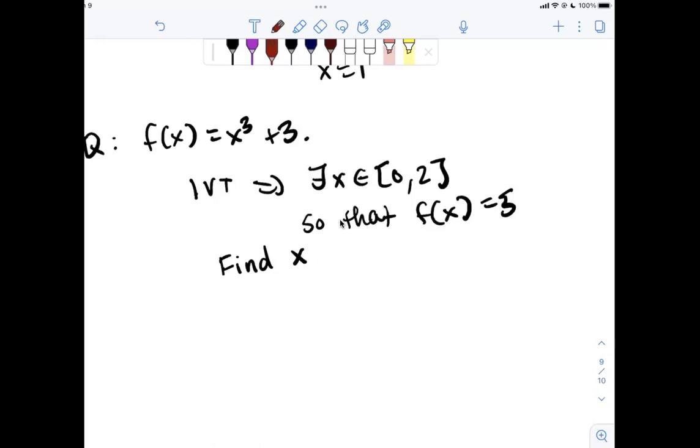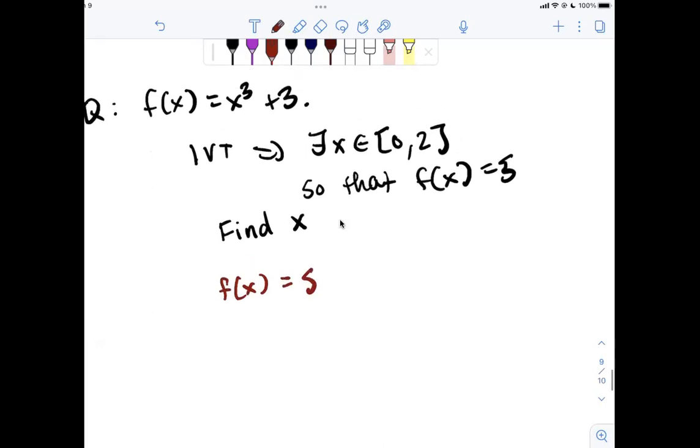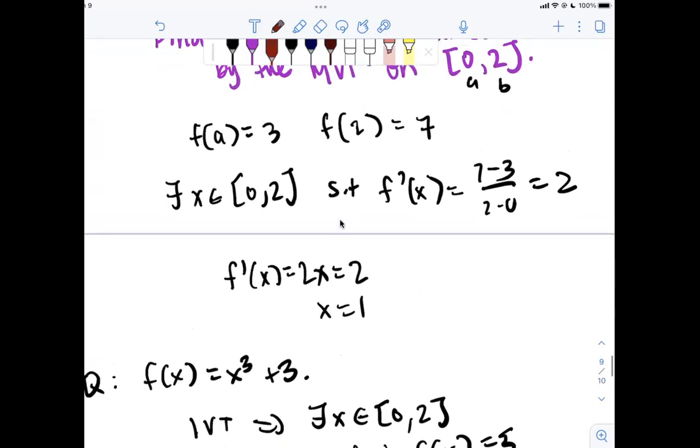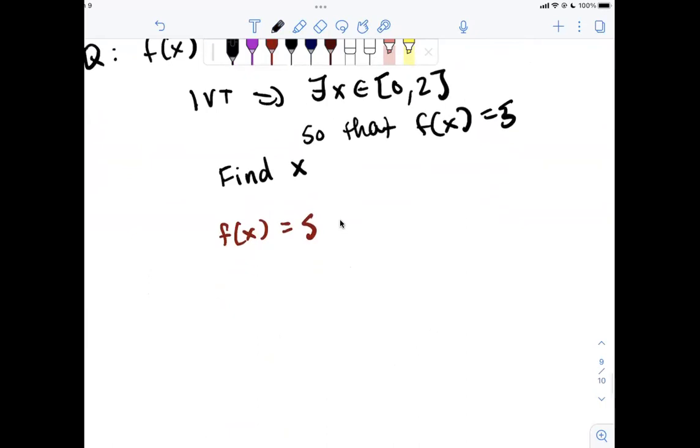All right, so basically we're just going to set f of x equal to 5 and solve. So we have f of x equal to 5. So f of x is x squared. Oh, sorry. I meant to write x squared plus 3. Let me just fix that. So f of x equals 5. x squared plus 3 equals 5. Just subtract 3. x squared equals 2. And x is going to be plus or minus the square root of 2.